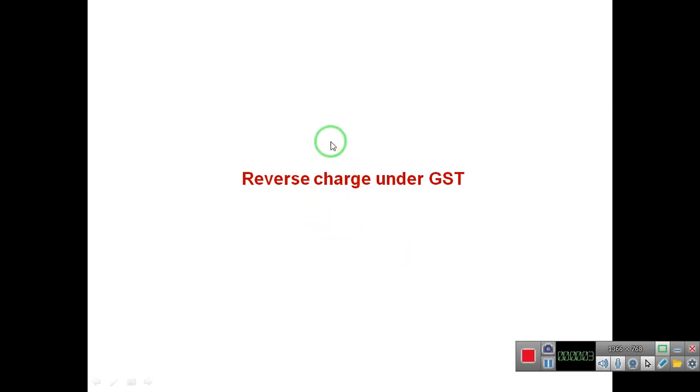Good morning students. In today's class we'll discuss the reverse charge under GST.